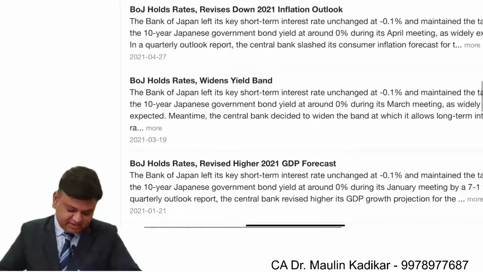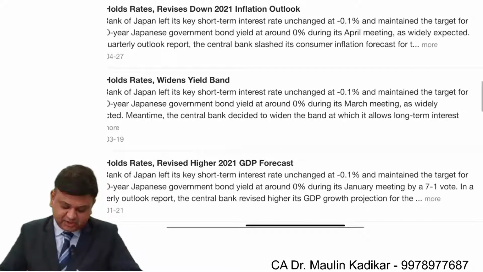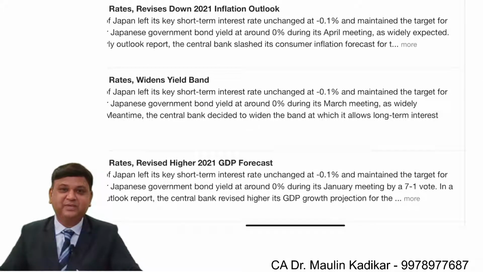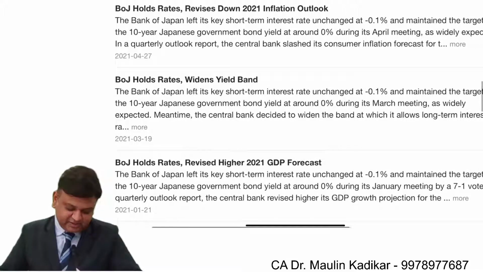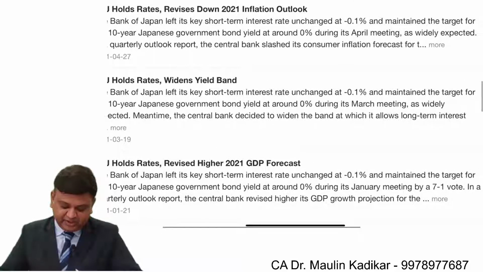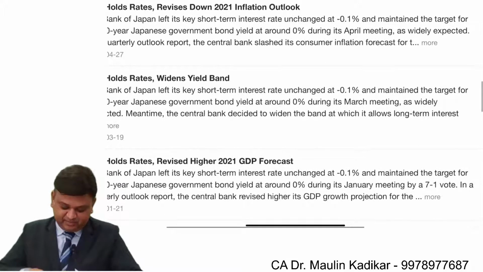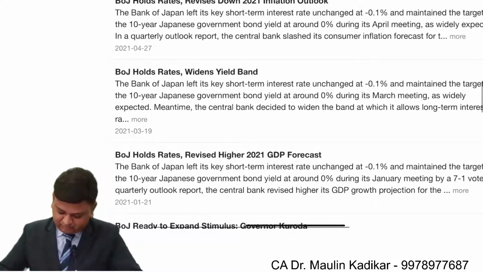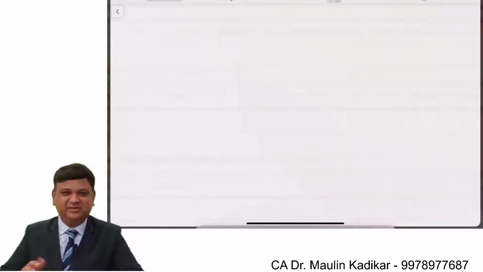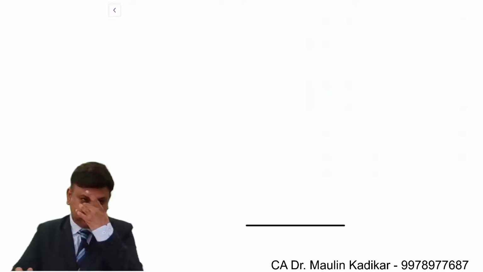So I'm reading something like this. The Bank of Japan has left its key short-term interest rate unchanged at negative 0.1 percentage and maintained the target of the 10 years Japanese government bond yield at around 0 percentage during its April meeting. So just something like this I was referring.